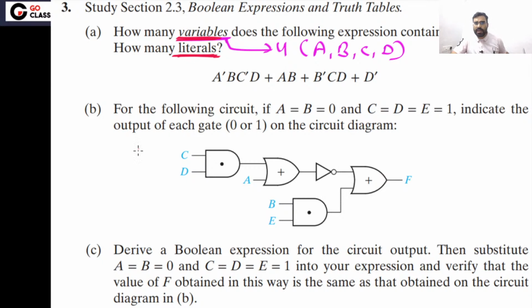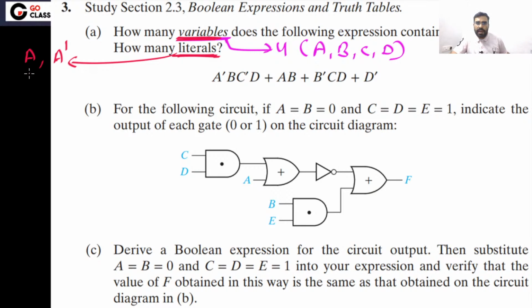And how many literals do we have? So you can notice what a literal is. Remember, A is also a literal and A bar is also a literal. A comma A bar, both are literals. Similarly, B comma B bar, both are literals. When you are counting literals, you should count all of them.